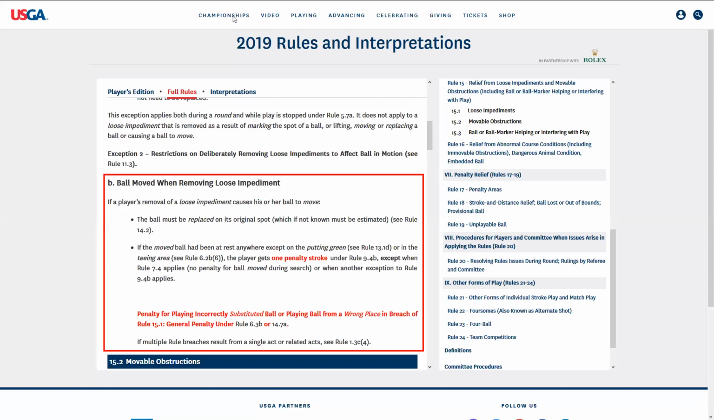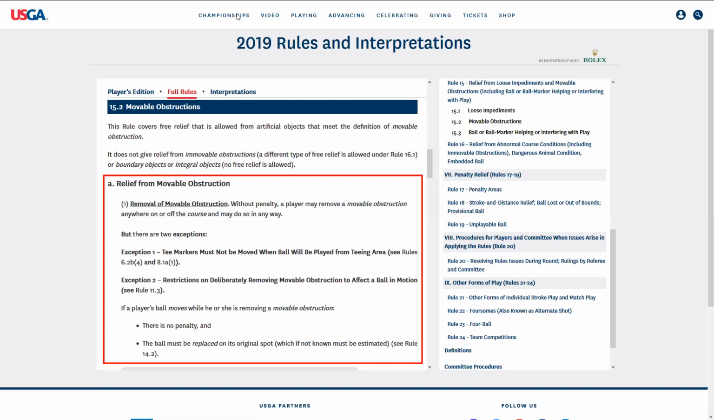All right, movable obstructions. This rule covers free relief that is allowed from artificial objects that meet the definition of movable obstruction. It does not give relief from immovable obstructions. A different type of free relief is allowed under 16.1. And for boundary and integral objects, no free relief is allowed.